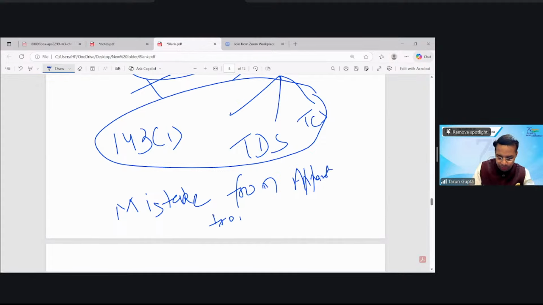Mistake apparent from record. So there should not be any debate, no argument. Everybody should say it's a mistake. No two views. Then it can be rectified. The assessee can also request for the rectification, or the income tax authority may suo motu rectify.